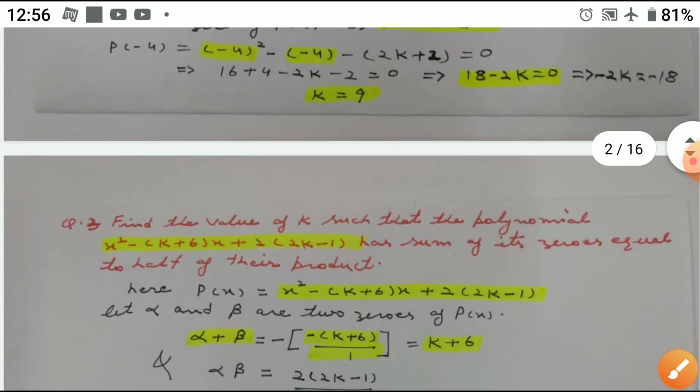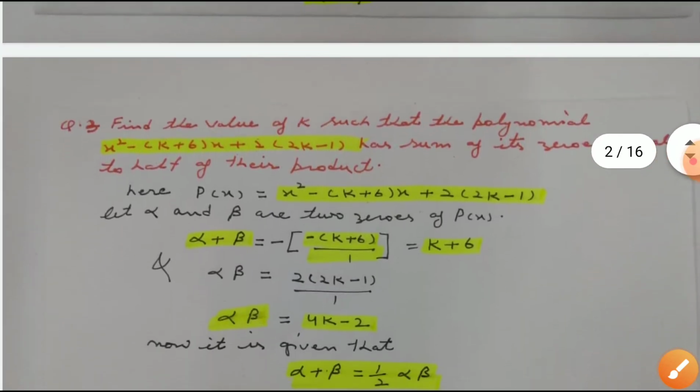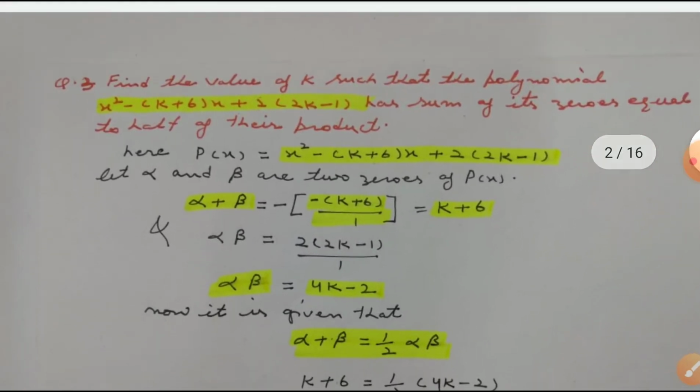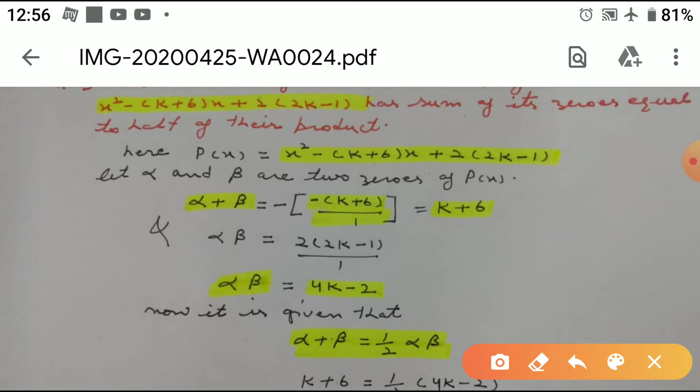Now come to question number 3. Find the value of k such that the polynomial x square minus bracket start k plus 6 bracket close into x plus 2 into 2k minus 1 has sum of its zeros equal to half of their product.